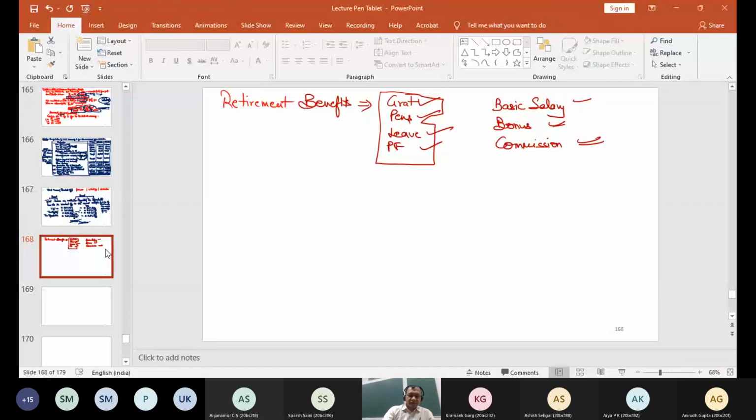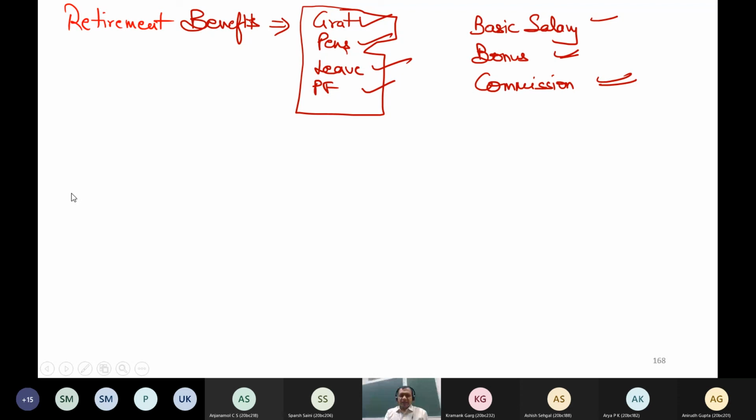This is what I was discussing with you, that I have discussed 4 retirement benefits: gratuity, pension, leave encashment, and provident fund. And retirement benefits are over now. So I will move to other things. While moving on, I told you that there are lakhs and crores of items which you receive as an employee from the employer.